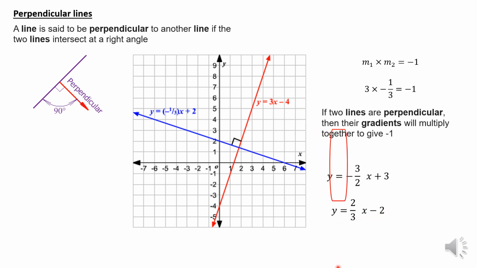Now if you have a look at the gradients, you will see that first of all the signs are different. And then you will also see that the numbers are reciprocals of each other. So that is 3 over 2 and that is 2 over 3. If you multiply them together, obviously you are going to end up with negative 1. Therefore, if you were to draw this line and this line, they would be perpendicular lines.